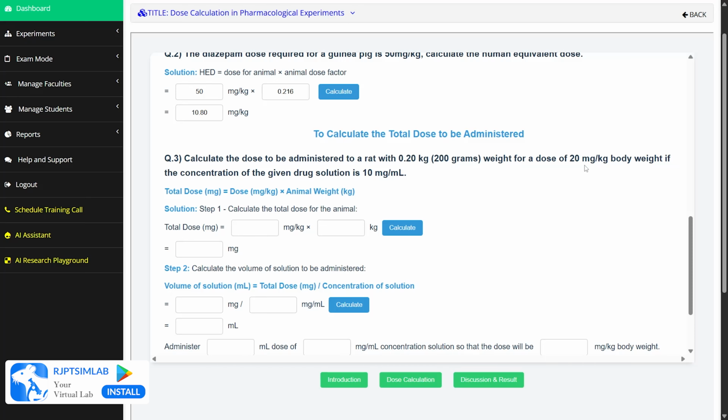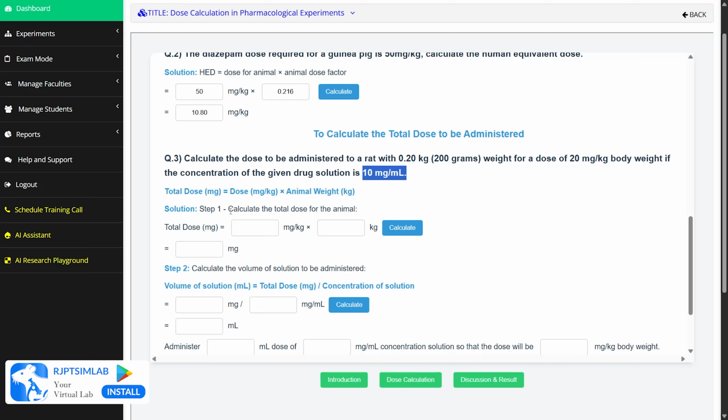And for the dose of 20 milligram per kilogram body weight, if the concentration of the given drug solution is 10 milligram per milliliter. So in this question, we have to calculate the dose to be administered for the rat. It is given in the question that the weight of the rat is 0.20 kilogram or 200 grams, and the dose to be administered is 20 milligram per kilogram, and the concentration of the solution that we have to administer to the rat is 10 milligram per milliliter. So we will calculate it through the steps.